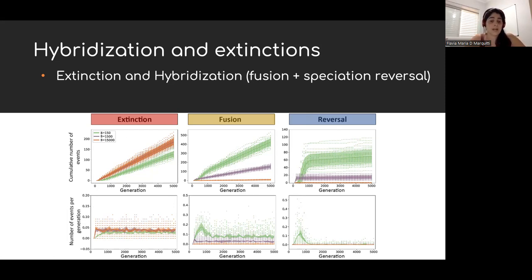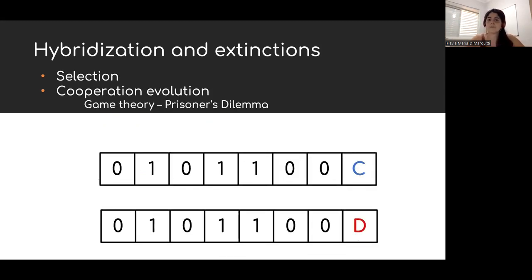And I don't know if you realized that so far I didn't talk about selection, I didn't talk about fitness. I just talked about a very neutral mode of evolution, right? Individuals are the same, they just need to find someone that is genetically compatible with them to reproduce, and the age doesn't matter.